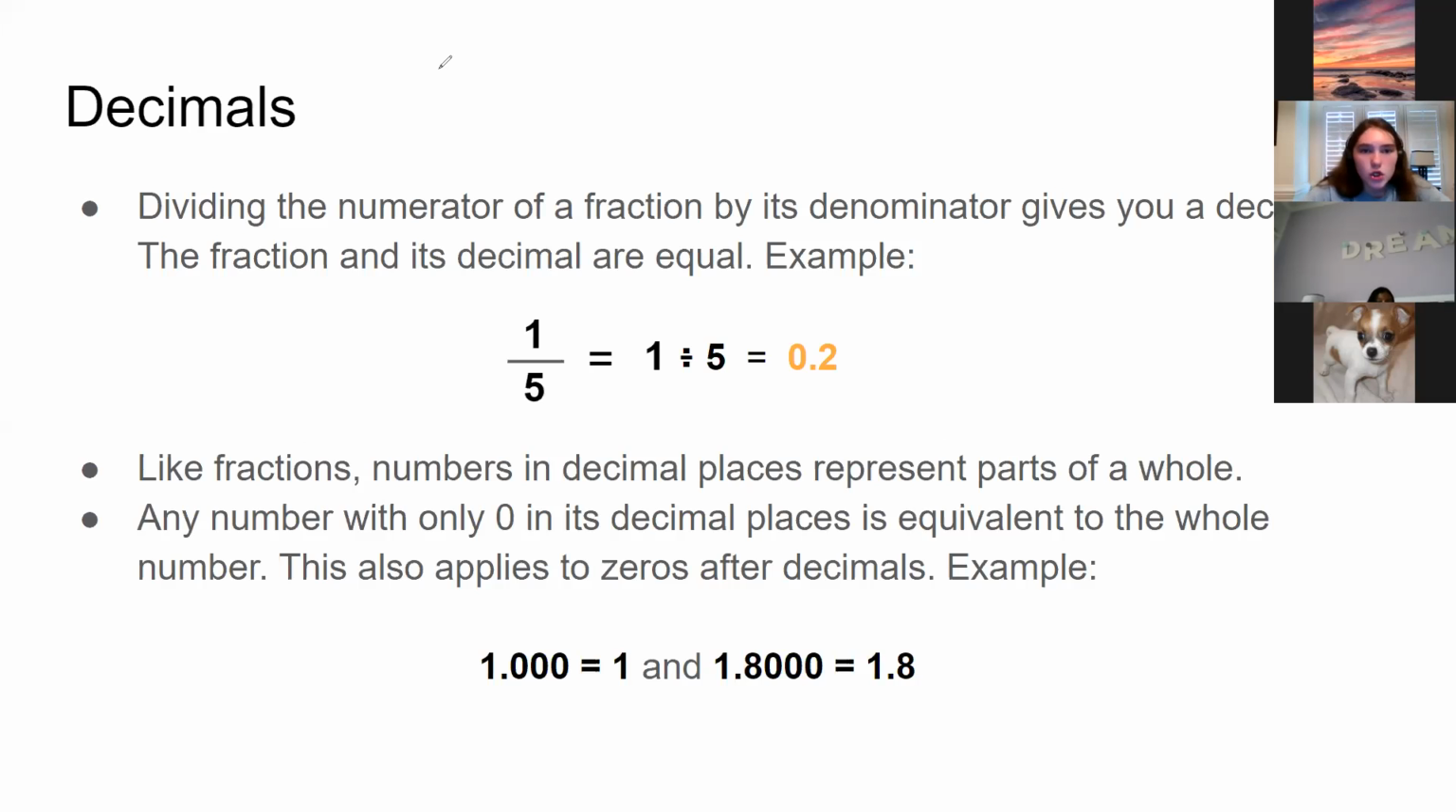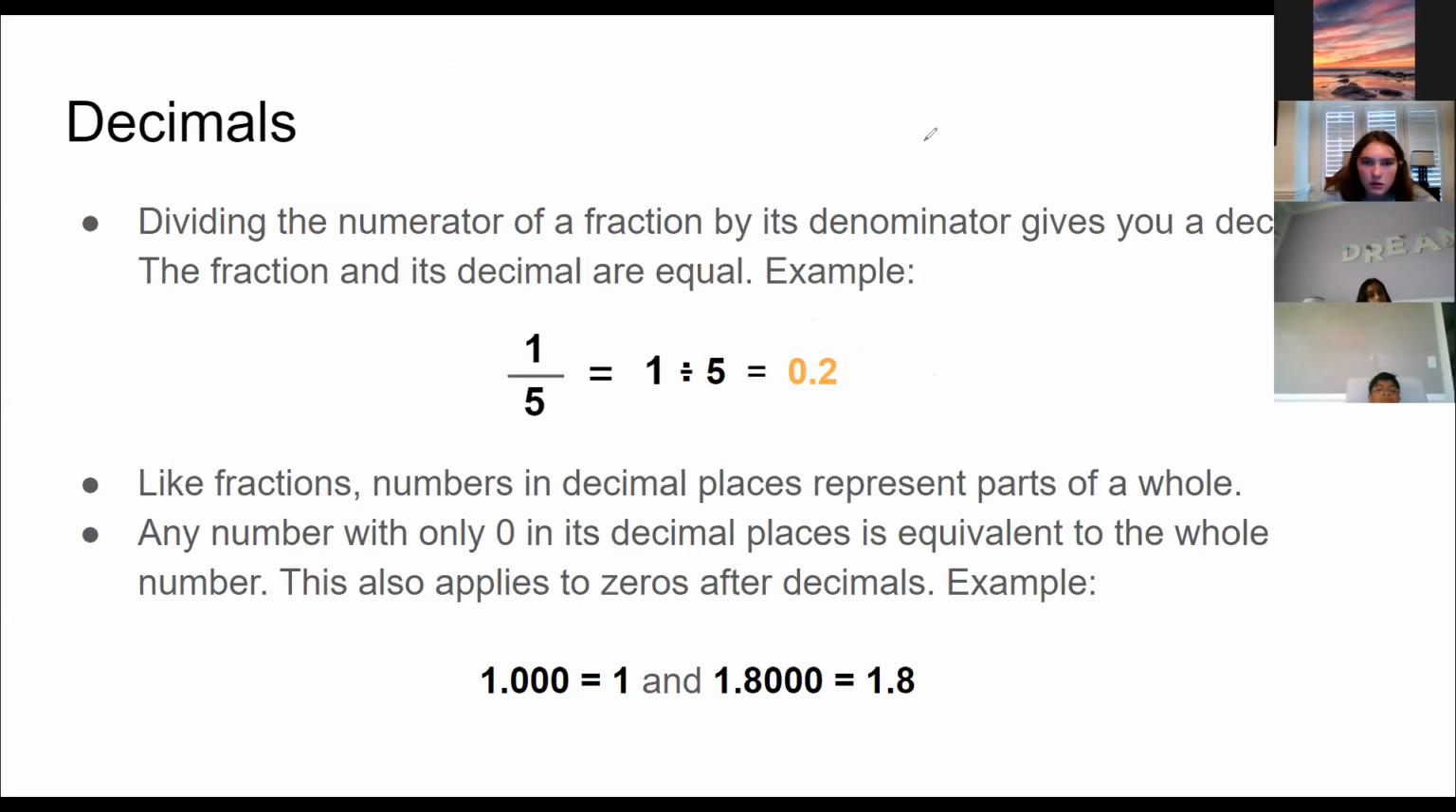Dividing the numerator of a fraction by its denominator gives you a decimal. The fraction and its decimal are equal. So 1/5 is also 0.2. 1 divided by 5 is 0.2. Like fractions, numbers in decimal places represent parts of a whole. So decimals do represent parts of a whole as well.